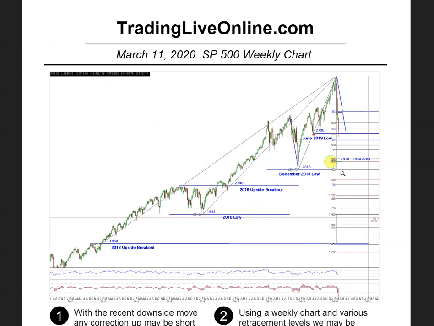Look at the way I have, first of all, the retracement from the December 2018 low to the 2020 high. And I'm also using a retracement from these 2016 lows. And I'm also using a retracement from the breakout point of the 2013 breakout.